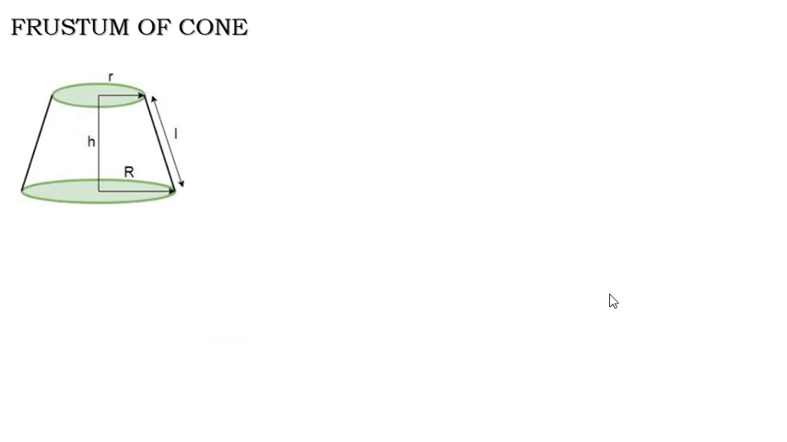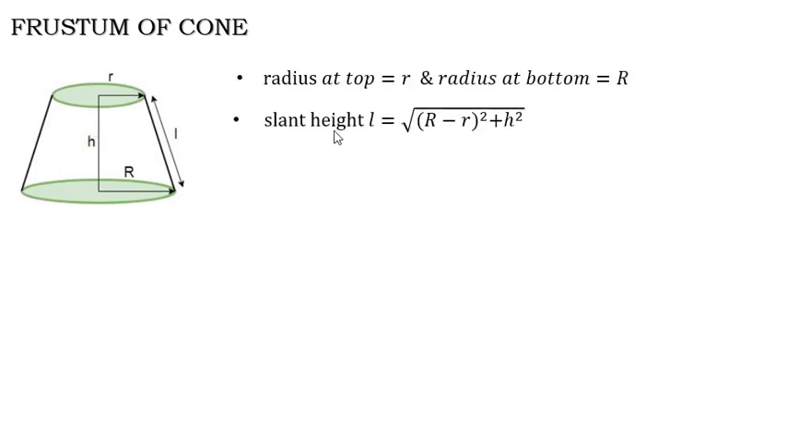So for frustum of cone, we have two circular ends, one with a smaller radius and other with the larger radius. So smaller radius, say it is small r, and the larger radius, say it is capital R, and the height of this frustum, let us say, is h. So we will first find here the slant height. Now for slant height, again we will use the Pythagoras theorem. See, if I draw one horizontal perpendicular line, then this height is h and this distance is capital R minus small r. So my slant height will be the square root of (capital R minus small r) the whole square plus h square.